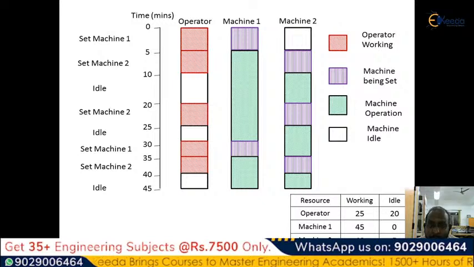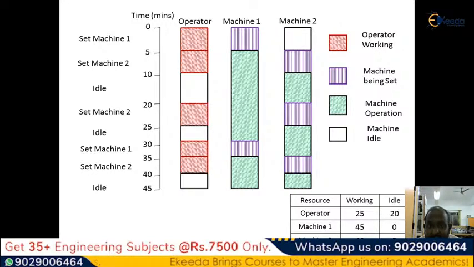Now what happens is a single operator is going to operate 2 machines. So for the first 5 minutes, obviously the worker has to set up machine 1. The operator is given in red color and the machine is indicated in blue color. So the operator and machine 1 are busy for that first 5 minutes. During that time, machine 2 will be idle. Obviously we cannot avoid it because he is a single operator who is going to operate the 2 machines.